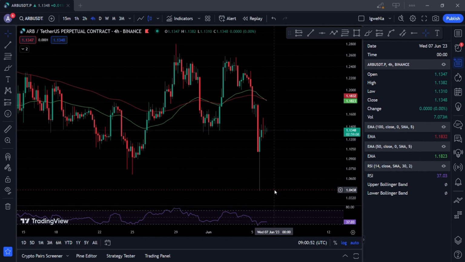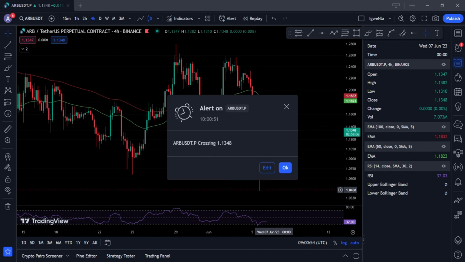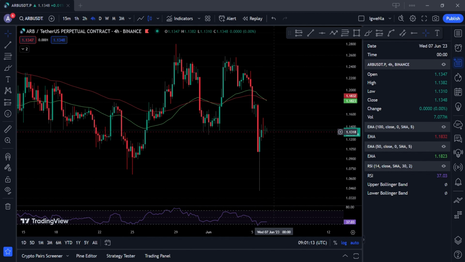You see right now, alert on. Did you see? It alerted me. This alerts me that the price has gotten to 1.1348. So I know that, okay, the price has gotten to that place. I click OK. Then I do whatever I want to do to it. Do you get what I'm saying now?